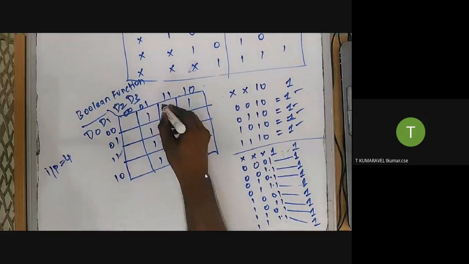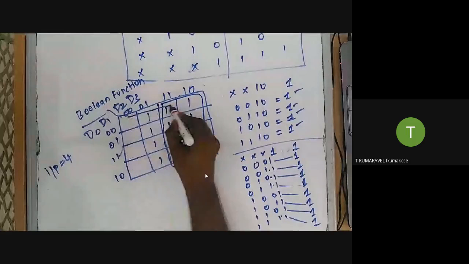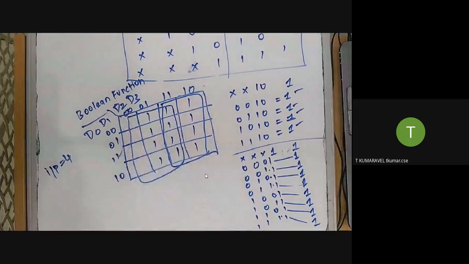This is one group. This is another group. Okay, this is another group. If you solve that equation, what happens? You may get the value D2 plus D3.